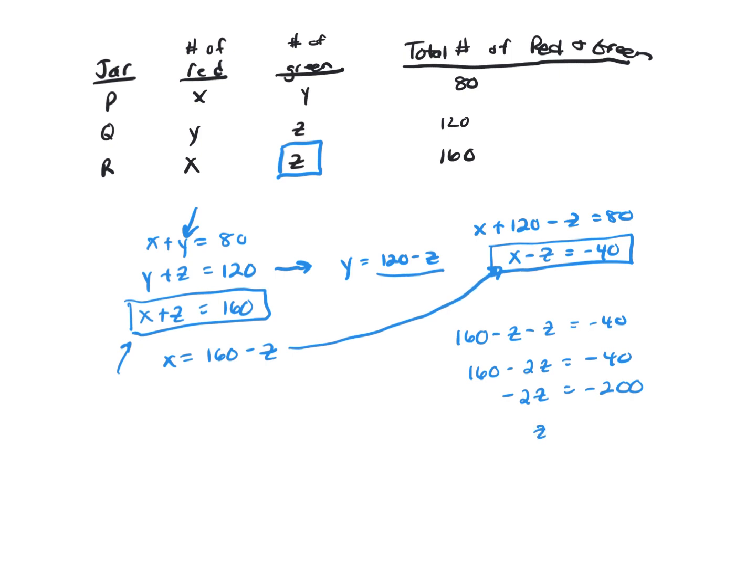Solve for Z. Z equals positive 100. So there's 100 green marbles in jar R. And like I say, you could have started with any of these equations. What you want to do is pick two of them and mess with them to where you have the same two variables in both equations.